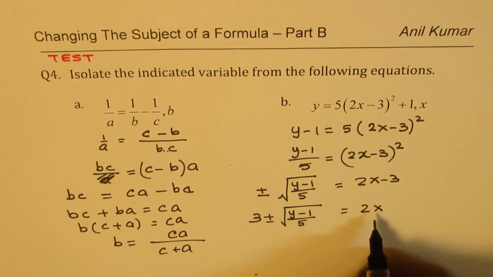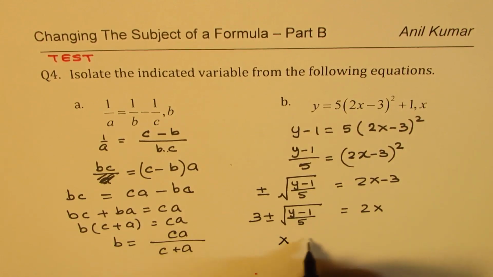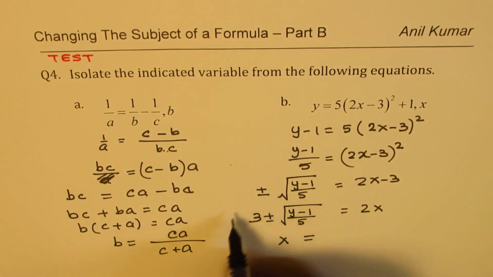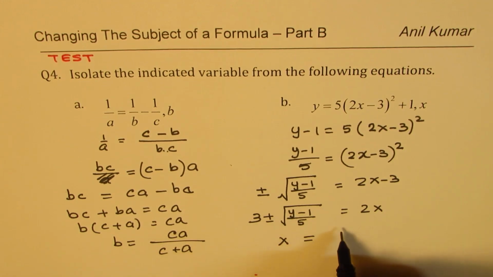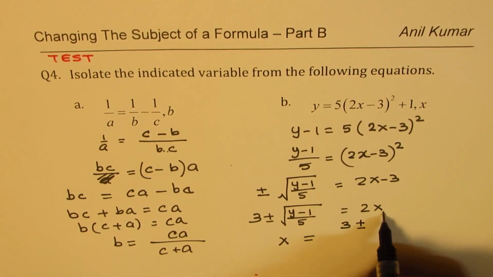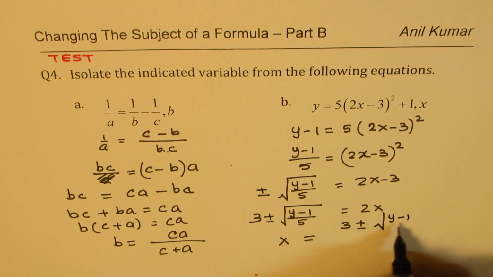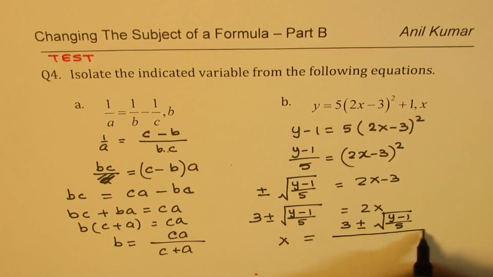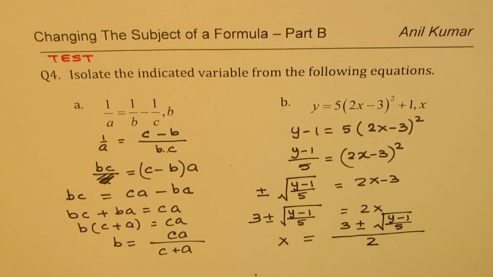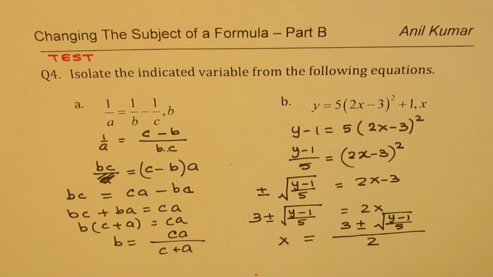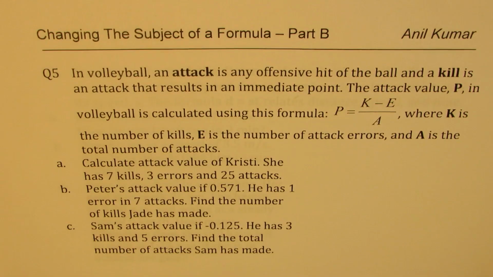So you can now write what x is. So we can write x is equal to, you have to divide all this by 2. So you get 3 plus or minus the square root of (y minus 1) over 5, and everything divided by 2. Does that make sense? So that is what you are going to get.